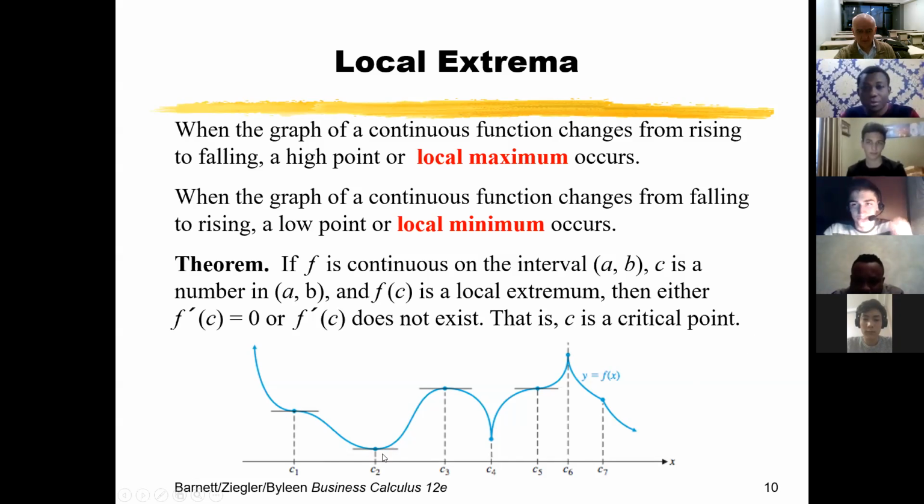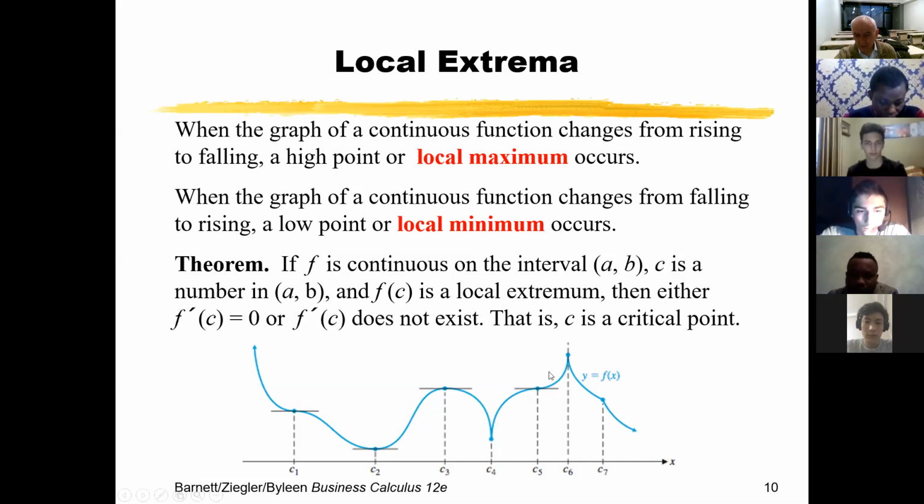Why is it zero? Because it's decreasing? No, because this line is horizontal. Good question, Raymond. This line is a horizontal line, and the slope of a horizontal line is always zero. Slope of a horizontal line.